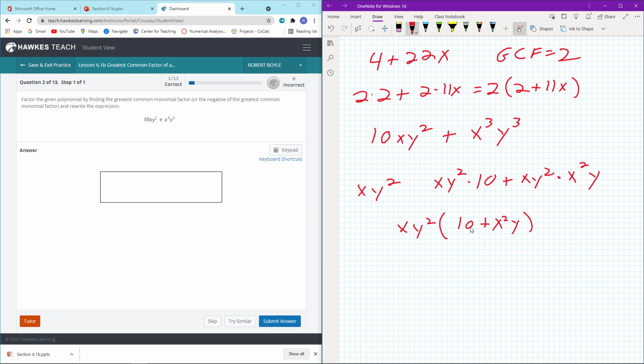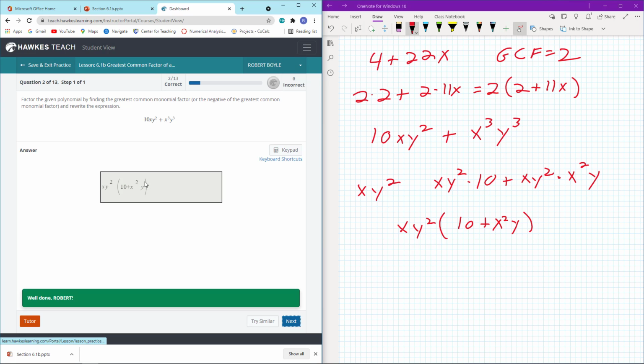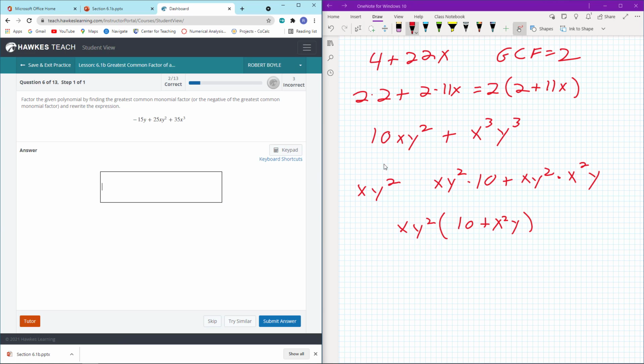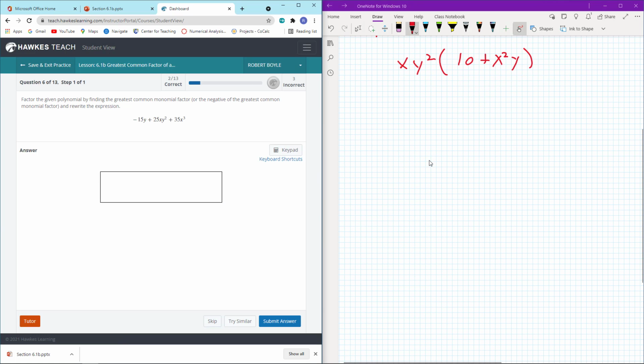Well, multiplying this by 10 gives us the first term. X times x squared gives me x cubed. Y squared times y gives me y cubed. So that should be correct. So x, y, caret, square, arrow, parenthesis, 10 plus x, caret, squared, arrow, y. There we go.